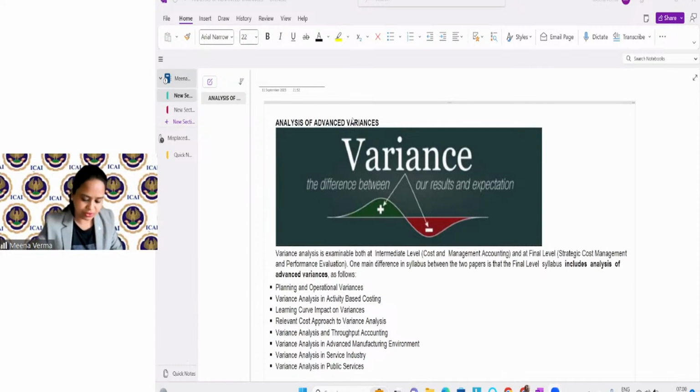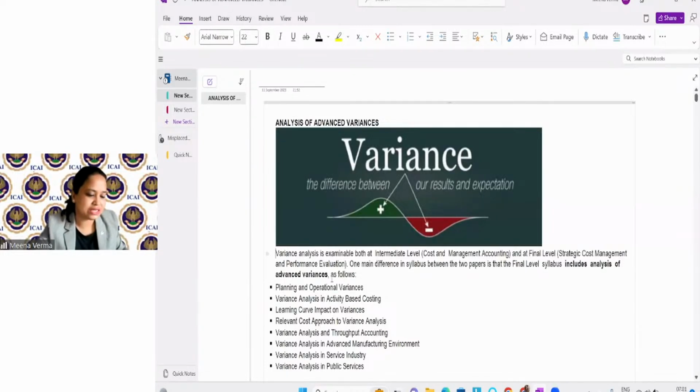See, whatever we have learned in our basic classes, like in CA Inter, it was all basic. Standard costing means variance analysis. Whatever we have studied in our basic classes was a very basic kind of analysis. But what we have here right now is advanced analysis. It is an advanced technique of variance analysis.